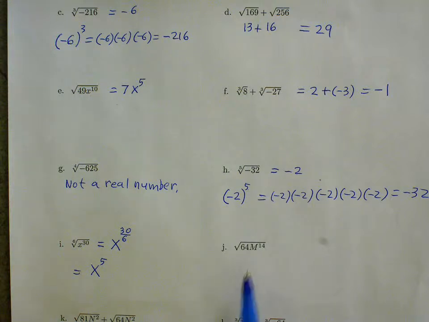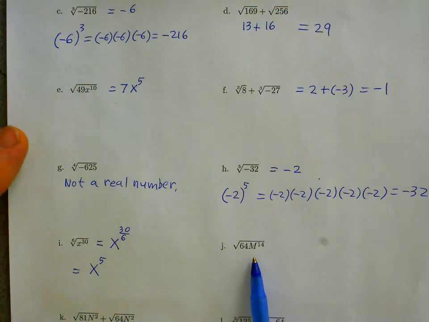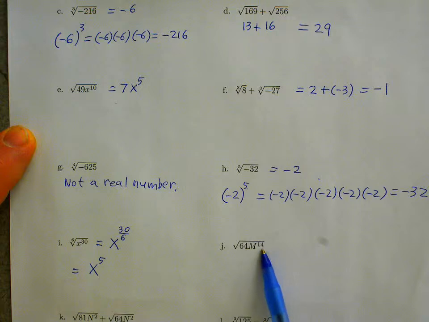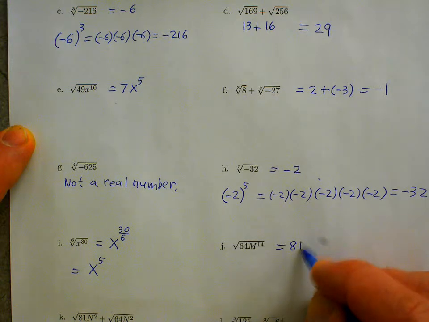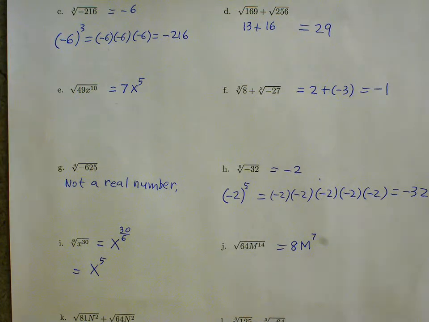Okay, the next one's pretty simple. The square root of 64 times m to the 14th. 64 is a perfect square, and so is m to the 14th. So the square root of 64 is 8, and the square root of m to the 14th is m to the 7th. So 8 times m to the 7th.